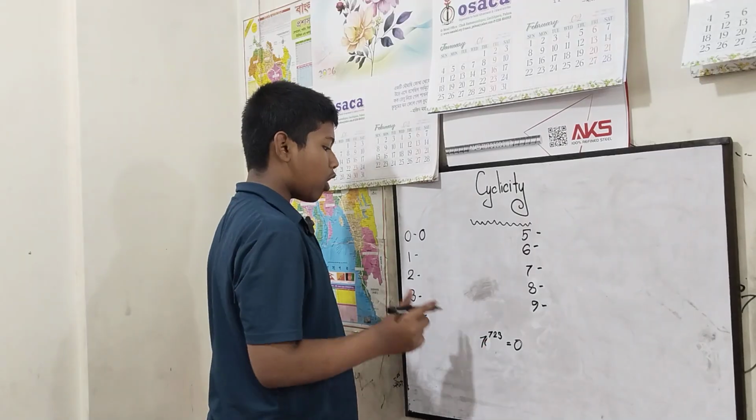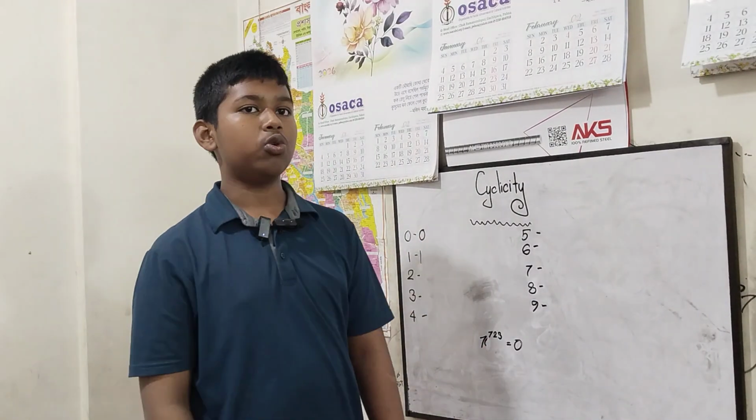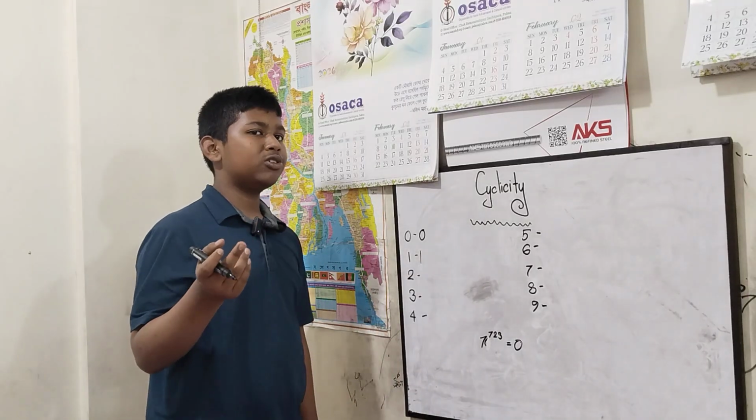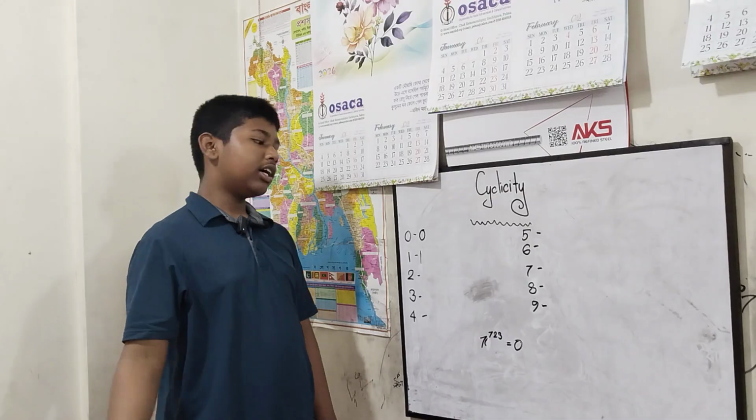But now 1, what do you think? Does 1 have a different case? No, 1 is 1. 1 to the power 1 is 1, 1 square is 1, 1 cube is 1, 1 to the power 4 is 1, everything is 1.